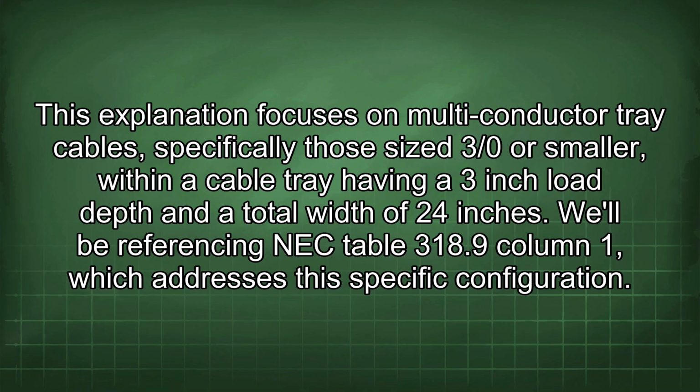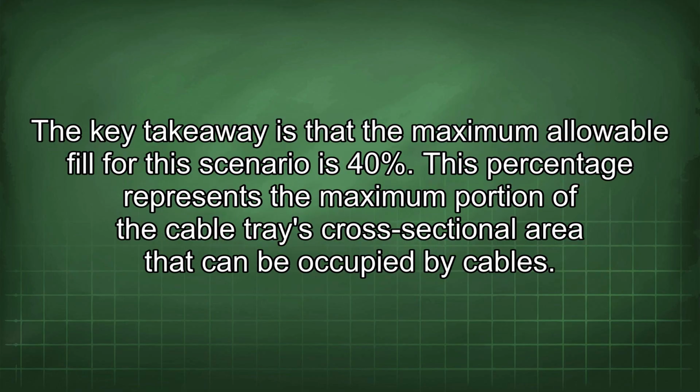This explanation focuses on multi-conductor tray cables, specifically the size 3/0 or smaller, within a cable tray having a 3-inch load depth and a total width of 24 inches. We will be referencing NEC Table 318.9 Column 1, which addresses this specific configuration. The key takeaway is that the maximum allowable fill for the scenario is 40%. This percentage represents the maximum portion of the cable tray's cross-sectional area that can be occupied by cables.